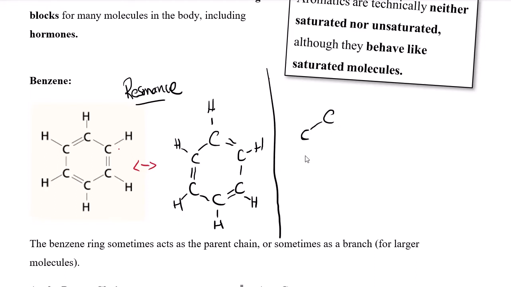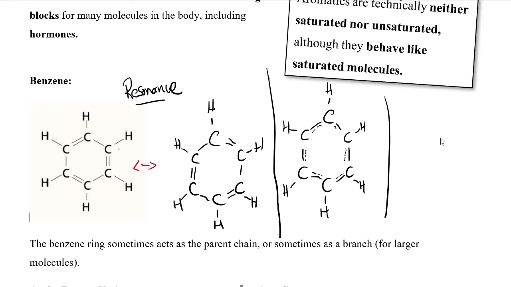So instead of drawing single bonds and double bonds, we'll draw a dotted line here. Can't do a very good job of that on the computer, but a dotted line here, which represents a 1.5 bond. And there are some other molecular situations where we see 1.5 bonds or resonance bonds like this.